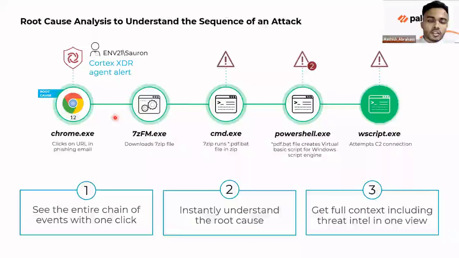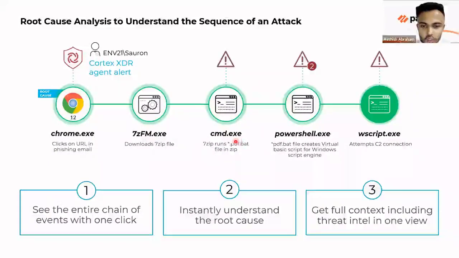As soon as the file is being downloaded by Chrome exe, everybody knows that typically you'll go onto your browser and try to download a file. So we know that the file is being downloaded from Chrome exe. That is considered the root cause, because that's where you're trying to download from. Then as soon as you download or click on that URL, which is in the phishing link, that further spawns an exe file, your 7-zip exe. It downloads a 7-zip file. Further, this 7-zip file will run cmd, that's your command prompt, and it will try to run a pdf.bat file in the zip.